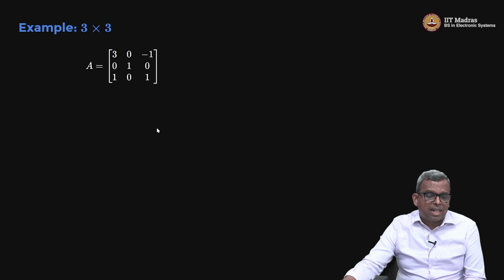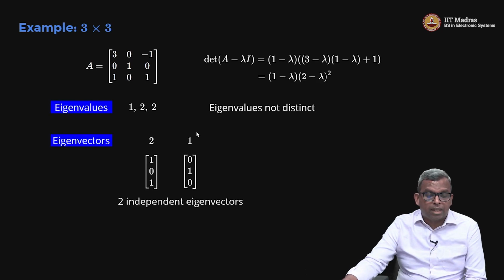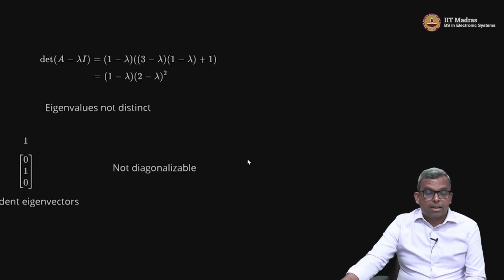Here's another example. I'm just going to go through this very quickly. You see 1, 2, 2 are the eigenvalues, not distinct, and only 2 of them result. The geometric multiplicity for 2 is only 1, so you get only 1. You can check all these things by the calculation. So this is not diagonalizable.